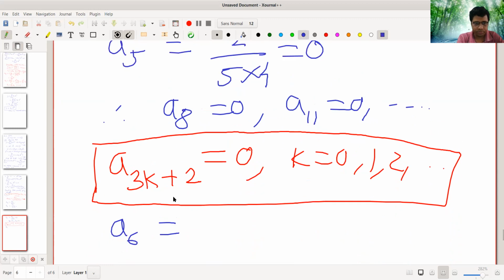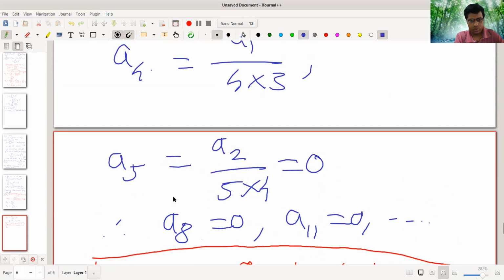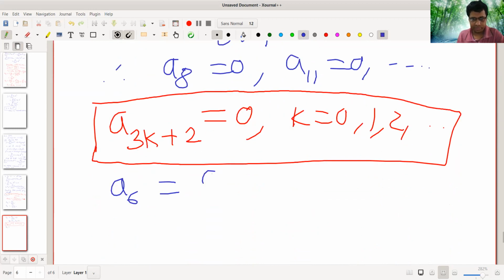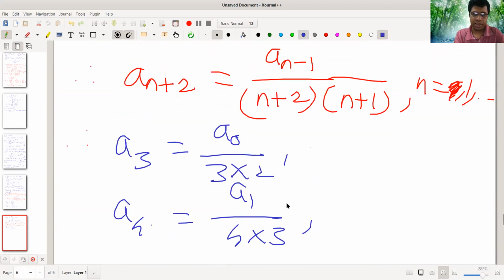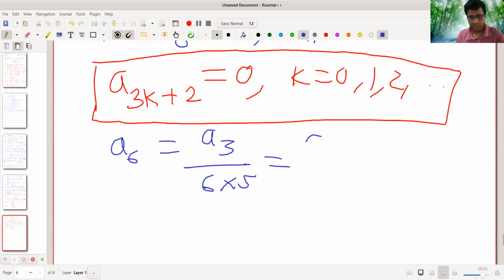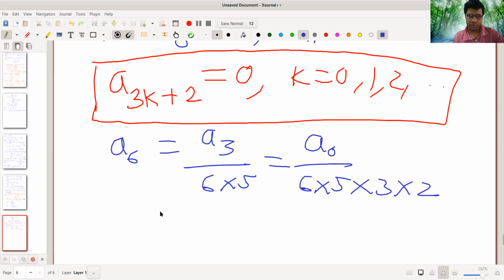A6 is now graph is of 3, so A6 equals A3 divided by 6 into 5. But what is A3? A3 is A0 upon 3 into 2. So this is A0 upon 6 into 5 into 3 into 2. Okay. So this continues. And this is for multiples of 3.